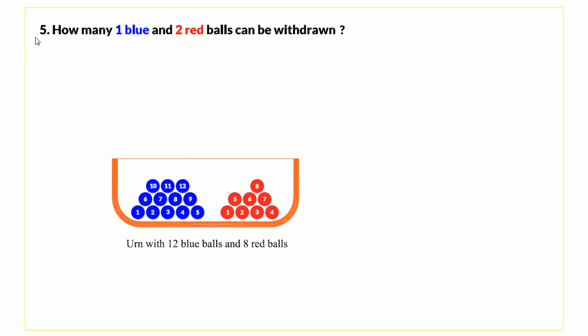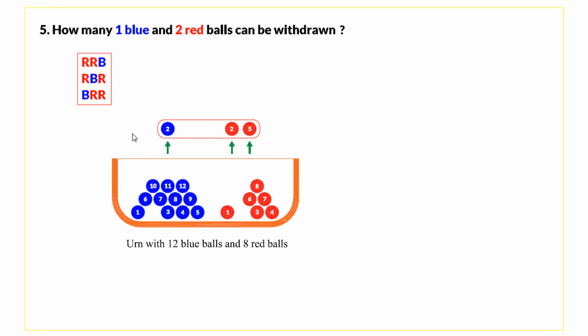Question number 5. How many 1 blue and 2 red balls can be withdrawn? So here we are going to pick up 1 blue only and 2 reds, and now we have a sample of 3. So we have all these possible outcomes, and we do not care about the order. So in how many ways can we pick up 1 blue out of 12, and that is the combination of 1 out of 12, or 12 combined 1.